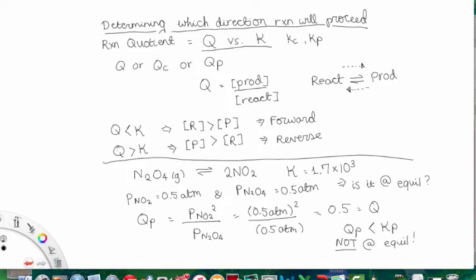And by looking at what we showed you before, when Q is less than K, it means that the reactants are more than the products, and so the reaction is going to proceed towards the products and it's going to favor the forward reaction.